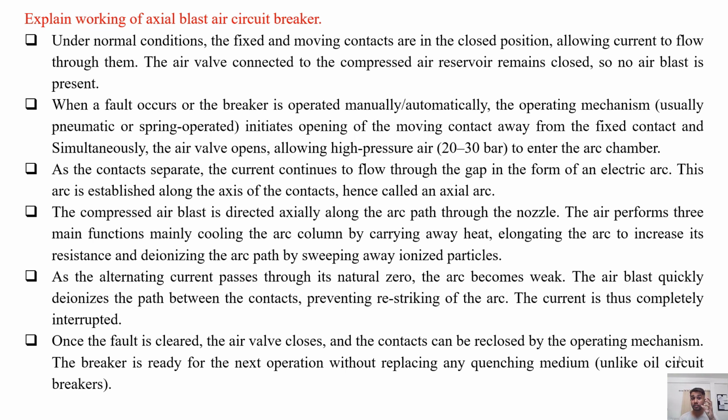The series isolator is also operated because the distance between the main fixed contact and moving contact is very small. So, to ensure complete isolation between the contacts, the series isolator is operated simultaneously and is provided with the breaker. So this is the simplest working of the axial blast air circuit breaker.